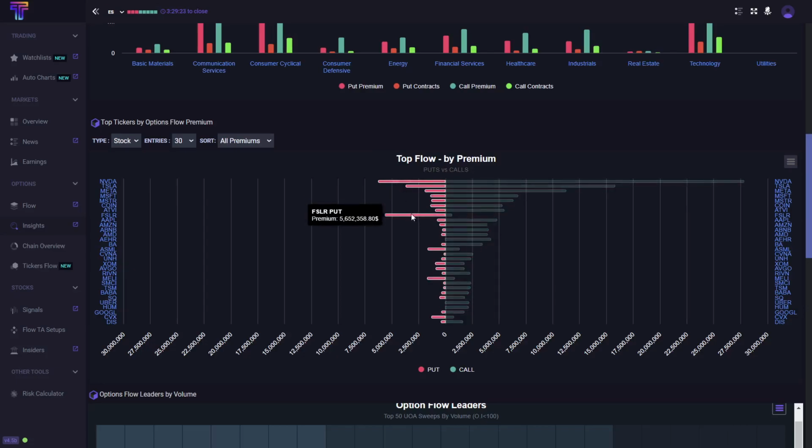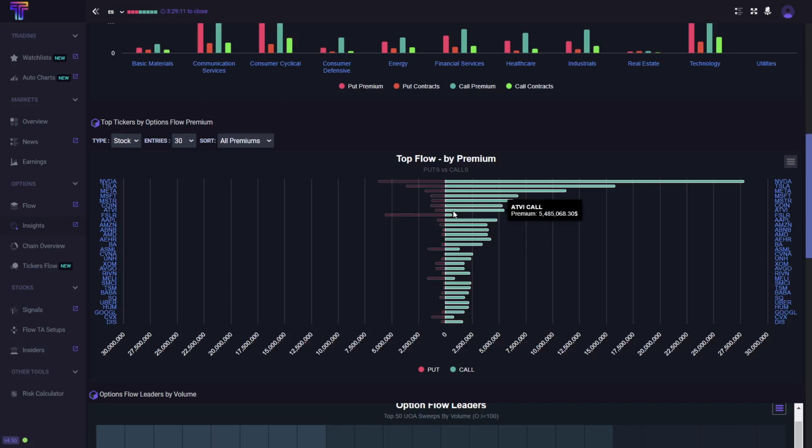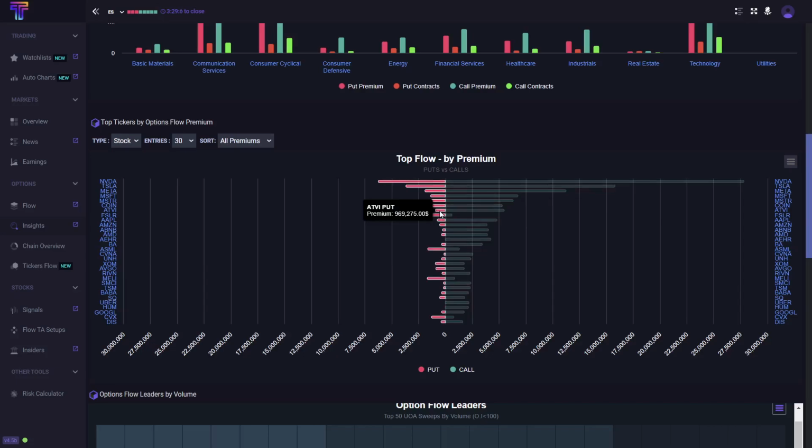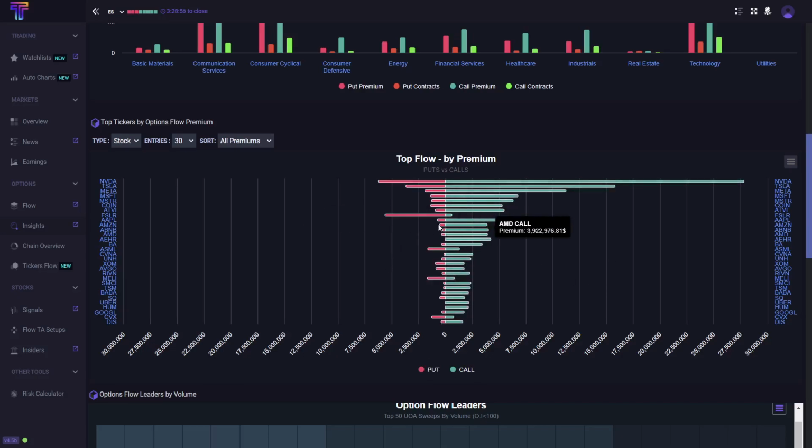For example, right here, I believe this is FSLR. Looks like a lot of people are super bearish on FSLR today because there's hardly any people buying, but there's a lot of people selling. And vice versa with ATVI, you have a lot of people buying and you don't have that many people selling right here. And if you want to, you can actually select call and now get rid of all the puts, and vice versa. However, we recommend looking at both sets, that way you know where the money's moving.